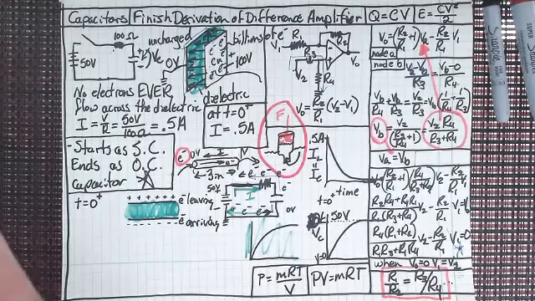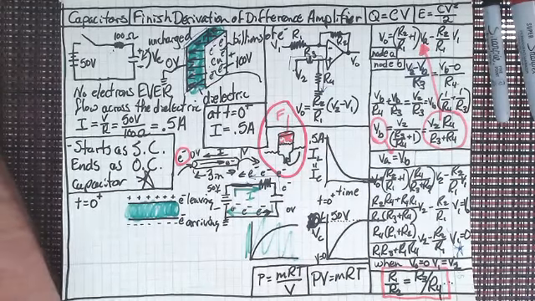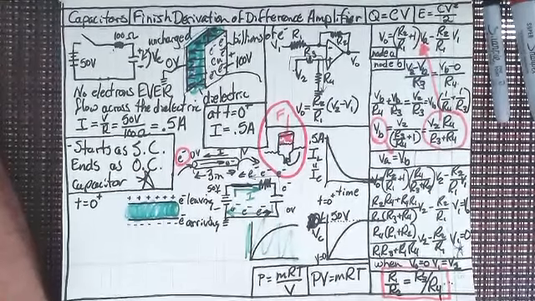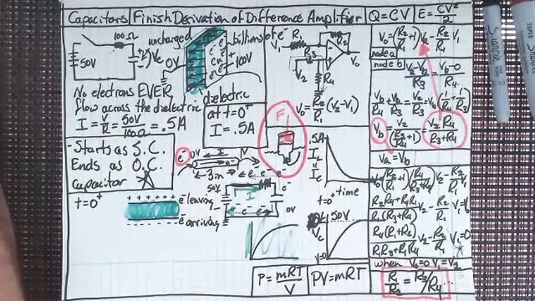The next lecture, I'm going to talk about inductors. And inductors are not like capacitors. Inductors don't store energy in an electric field. Inductors store energy in a magnetic field. And the current does flow.